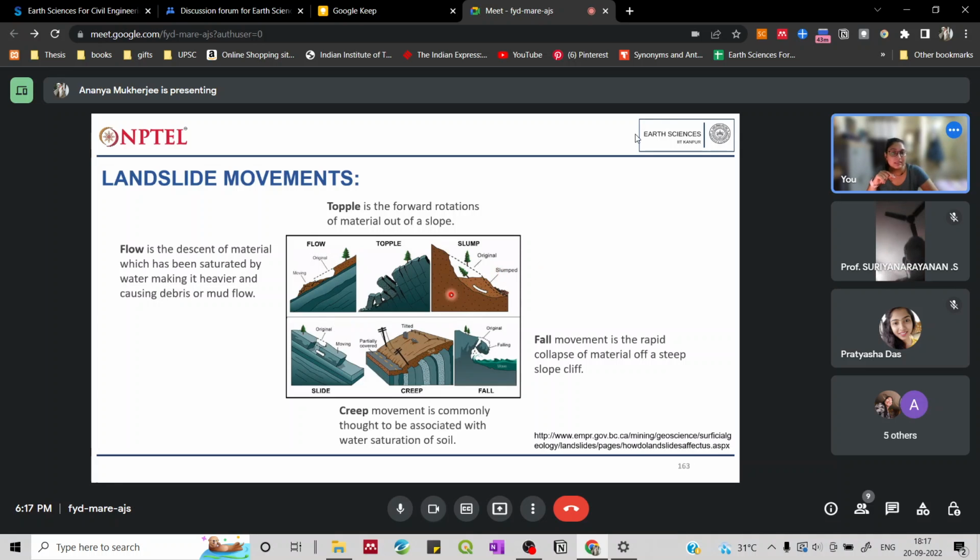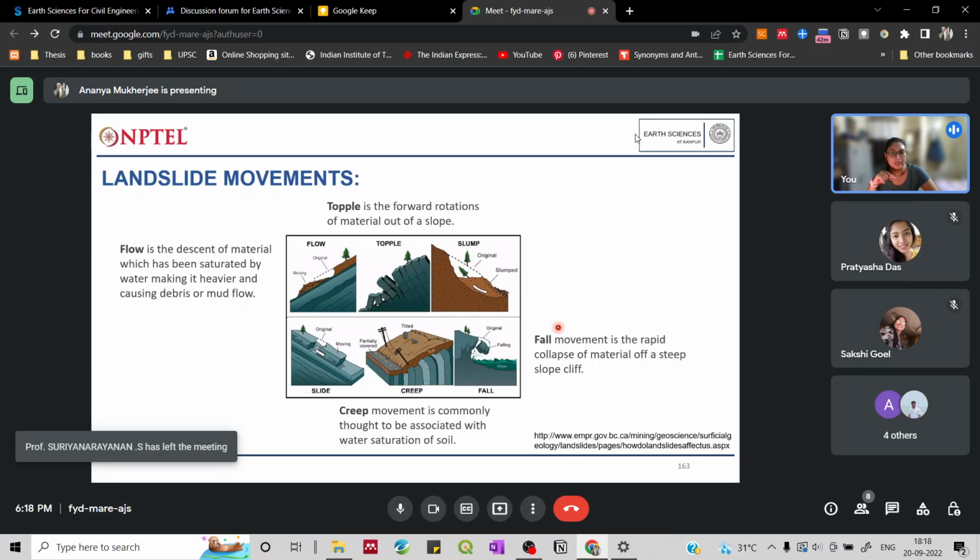Then you have slump. Slump will not move totally down the slope, it will just get slumped down from one area, and it will accumulate at, say, the next area where it is flatter. Then you have fall. Now fall, as I had explained before, how wave action can also cause landslides. So fall is one of the examples that you can see here.